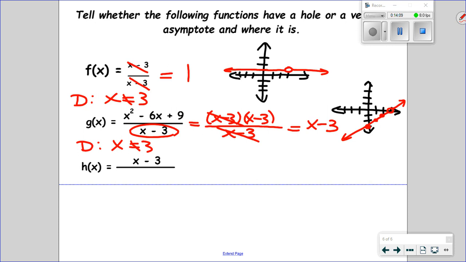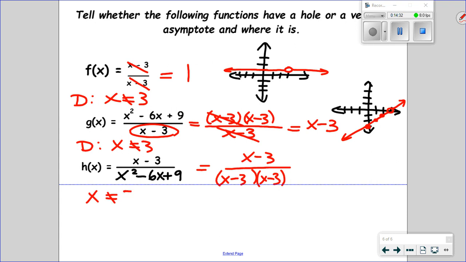Now let's look at h of x. It looks like some of our function got cut off, but basically it's just the reciprocal of g of x. Again, let's say we factor the denominator this time: (x minus 3)(x minus 3). The zeros of the denominator are still 3, so the domain is x cannot equal 3. But again, the question is, what's happening in the graph at x equals 3? Is there a hole or is there a vertical asymptote?